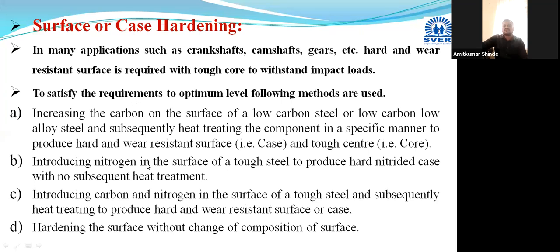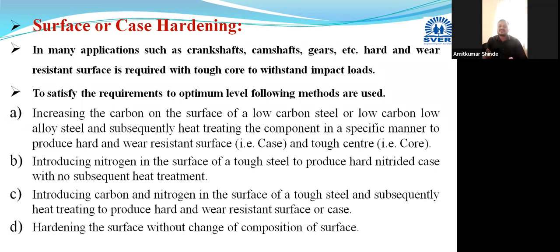Now this surface hardening can be done in two different ways. How is it done? It can be done in two different ways. This is the broad classification. The first way is to do the surface hardening by changing the composition.